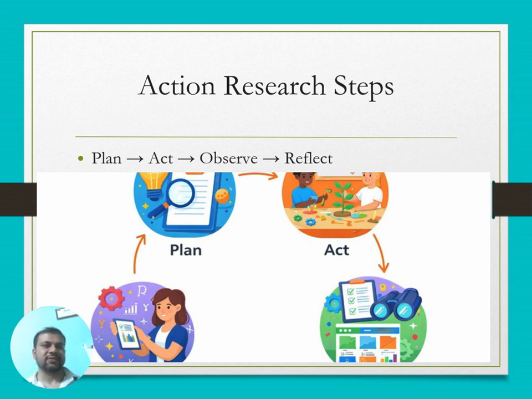Action research steps. Action research follows four main steps, which can be seen in the figure also. The first step is plan, the second step is act, the third step is observe, and then reflect. It is a cyclic process and it is completed in cycles. It is done while completing our classroom aims.